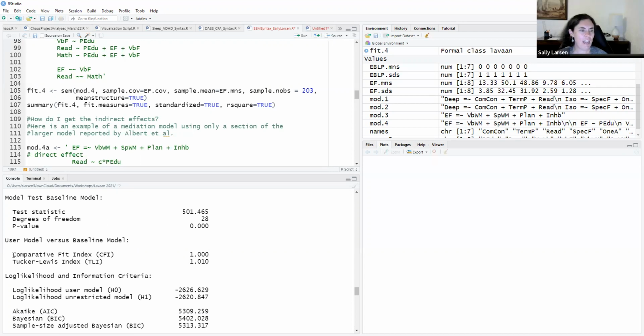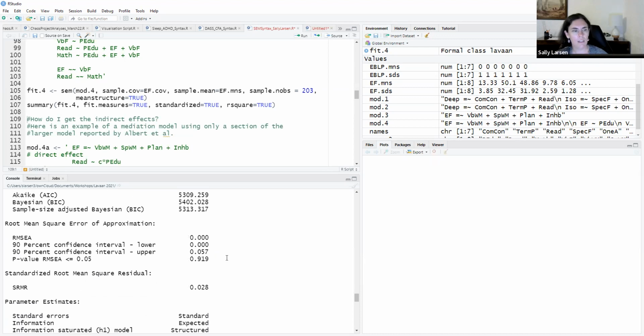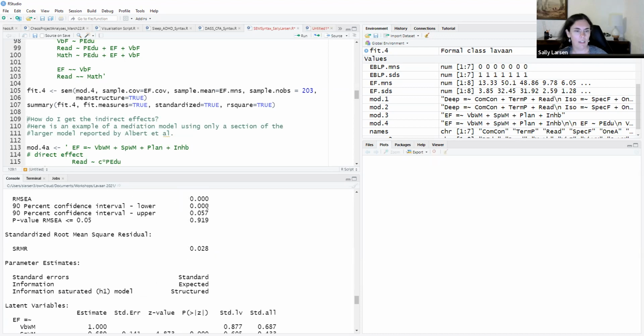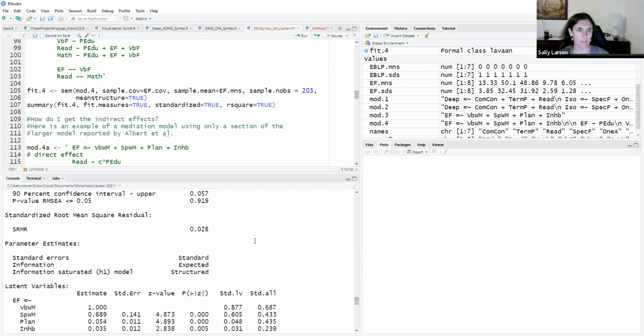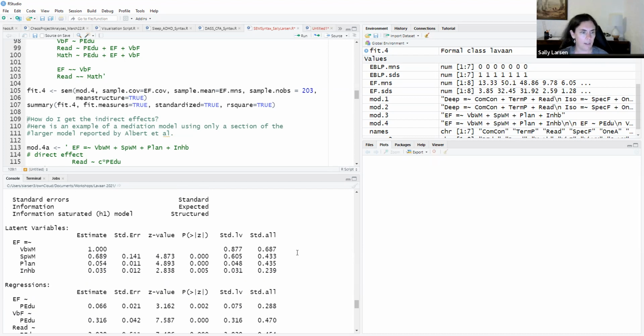Here we have the CFI and TLI. Technically they're bounded at 1, but they can give you back estimates over 1, and they're just telling you that that's above 0.95, so your model is fitting really well. And then the RMSEA, again, is basically 0, and the SRMR. So there's not a lot of residual left over that's not being explained by this model. So you've got a really good fitting model in this case.